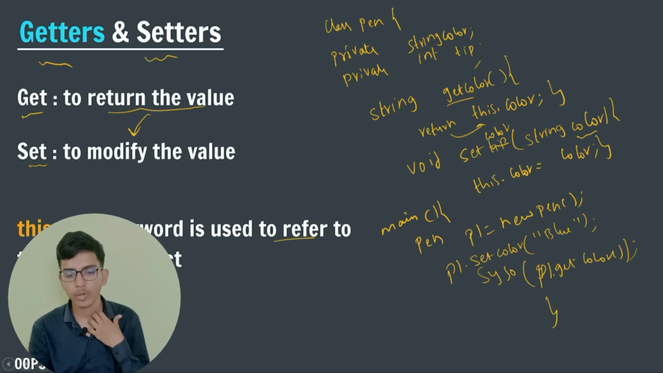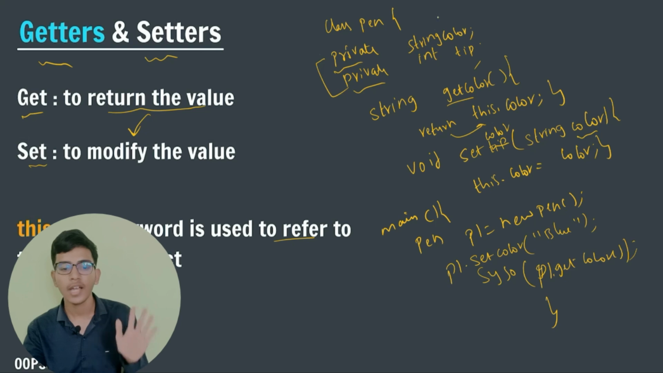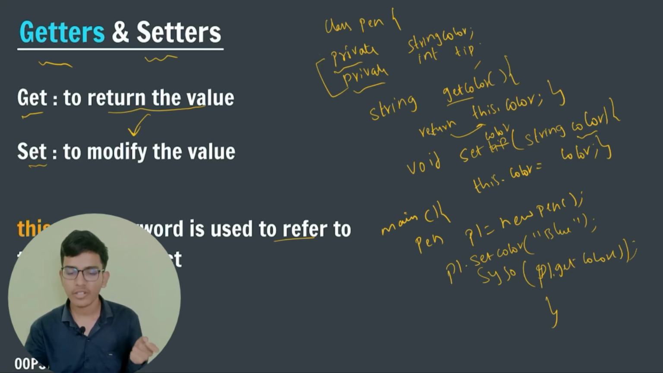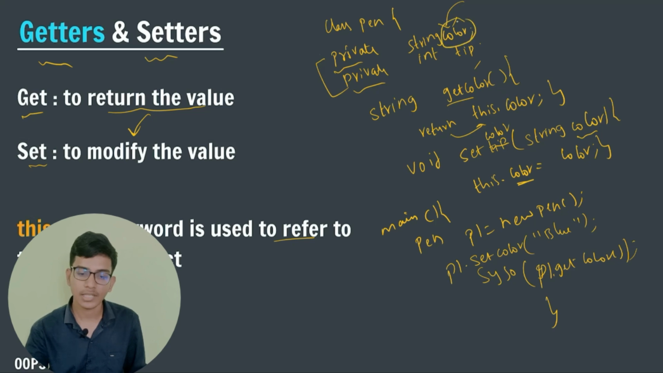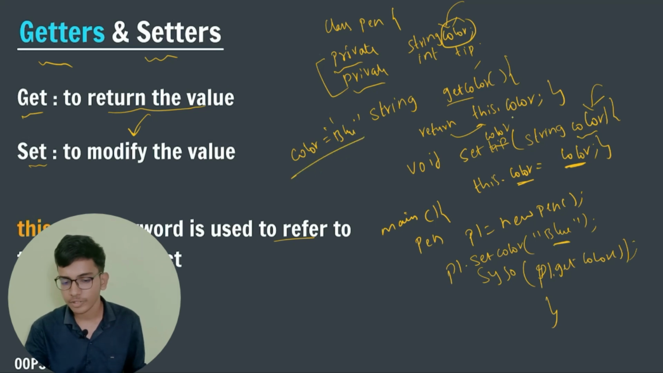That's all. So here you can see that I have used the private access modifier so that I can't directly access my string color or tip. So to access or set the color of my pen, I have created set color. Set color will set the color here. This color means this variable, and the other color means the parameter which got passed by our user. So here I am passing blue as my parameter, and I am setting the color variable equal to blue. Whatever color I have set, I am going to print by calling get color.